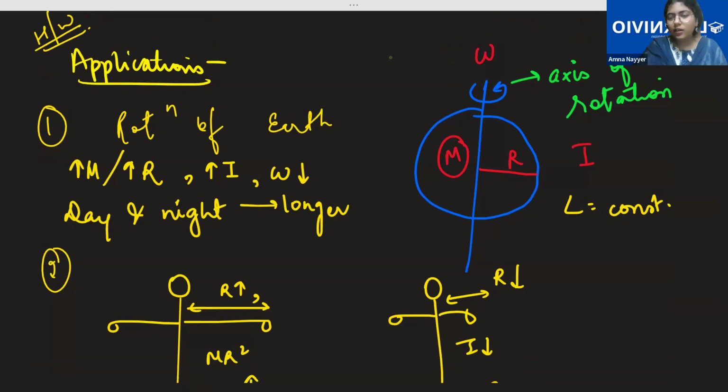This is almost the end of the chapter. One class is needed to sum up everything. Practice a few questions and practice moment of inertia. Actually, the axis part of moment of inertia has been deleted from your syllabus. But anyway, write it. We'll see. One more class is needed for this. That's it.